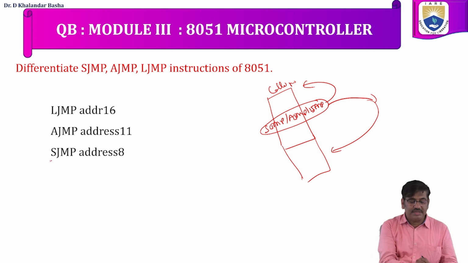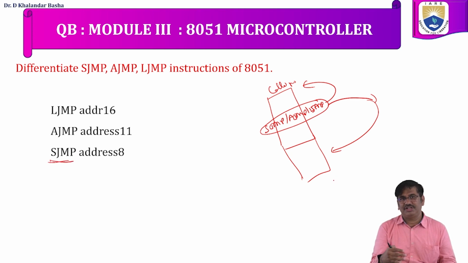If we use the SJMP instruction, the relative address will be placed with 8 bits, where it can have 127 locations towards the upside and 128 locations towards the downside.